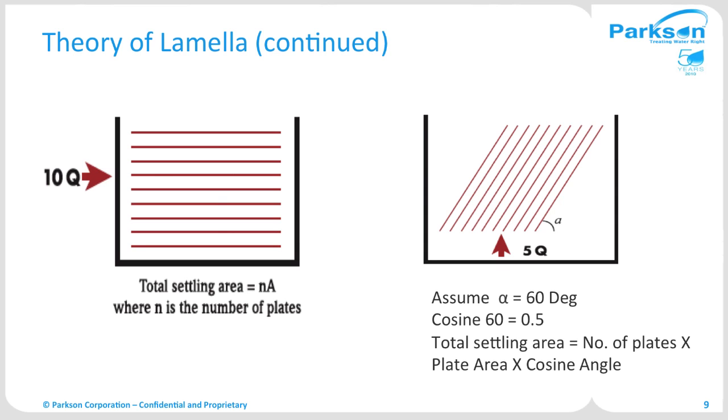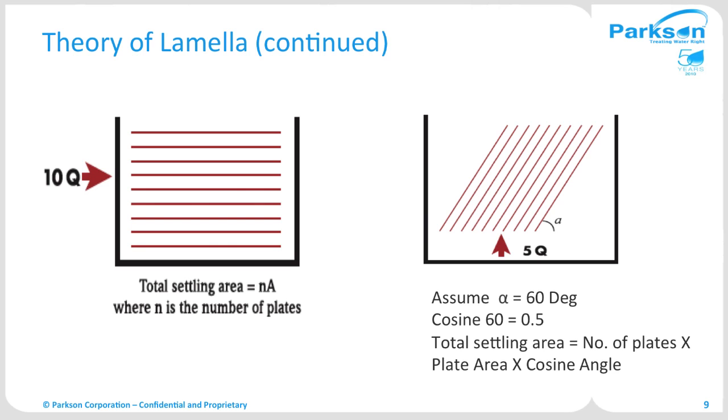Here we are assuming an angle of 60 degrees just for the purpose of it, because cosine 60 is 0.5. It's a very good multiplier to talk about. That's the only reason we are using an angle of 60 degrees. Here the total settling area would be number of plates times plate area times cosine 60. That would be your total area. Since cosine 60 is 0.5 here, in this example, you can input 5 times the flow through the basin with the plates compared to the basin without plates.